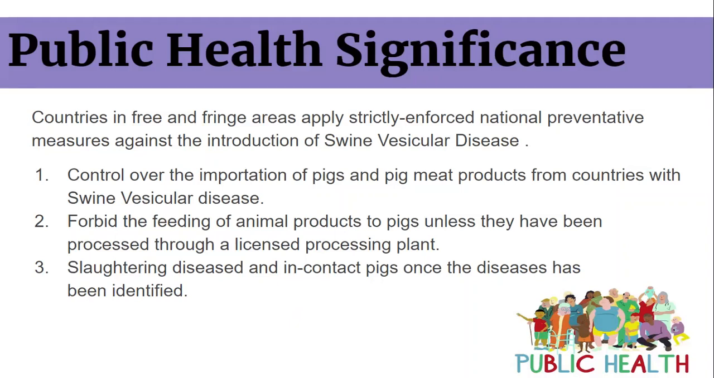With respect to public health significance, countries in free and fringe areas apply strictly enforced national preventative measures against the introduction of swine vesicular disease. Control over the importation of pigs and pig meat products from countries with swine vesicular disease. Forbid the feeding of animal products to pigs unless they have been processed through a licensed processing plant, and slaughtering diseased and in-contact pigs once the disease has been identified.